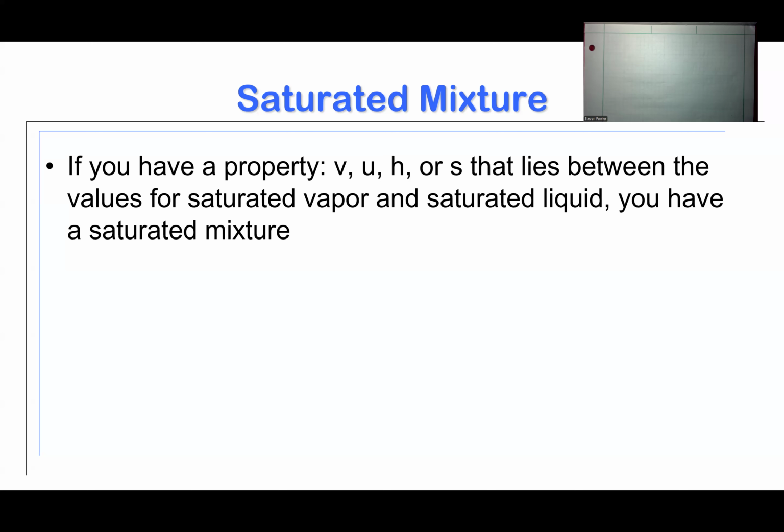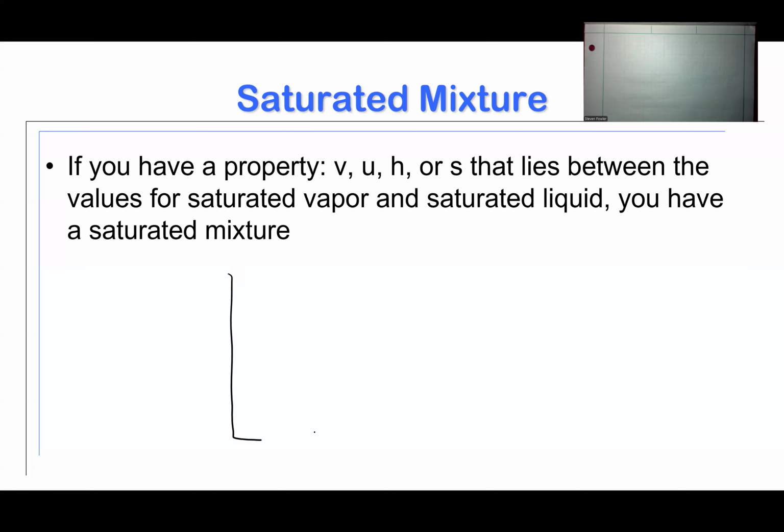Well, there's a couple of main situations where that's going to occur. One of those is if I have a saturated mixture. So if I have a property, whether it's V, U, H, or S, and that property is between the values for a saturated vapor and a saturated liquid, that means we have a saturated mixture.